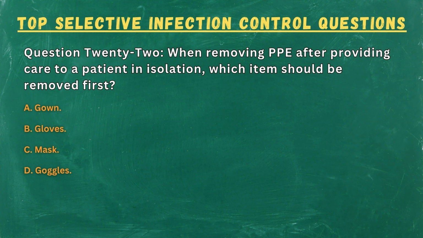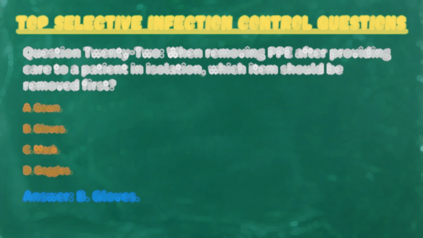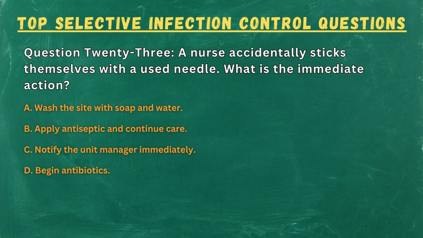Question 22. When removing PPE after providing care to a patient in isolation, which item should be removed first? A. Gown. B. Gloves. C. Mask. D. Goggles. Answer: B. Gloves.